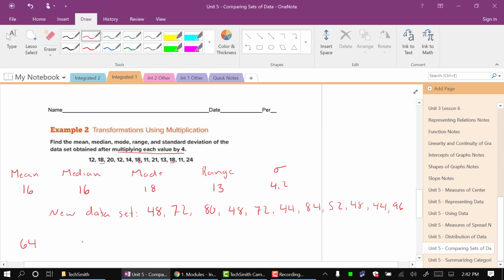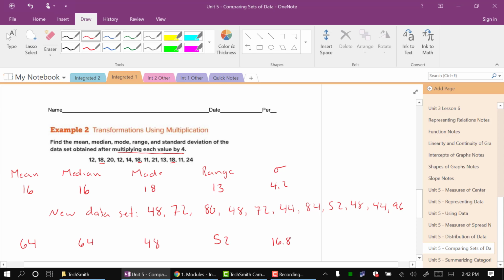Our new median is also 4 times, so that's going to be 64. Our new mode is 4 times 18, because 18 was our mode before. Now it's 4 times as big, so that's going to be 72. Our range is going to change, though, because we're multiplying by 4. It's not just a one shift. It's now going to become 52. We're also going to have a new standard deviation. Our new standard deviation is 4 times what the old one was. So that's going to be 16.8.